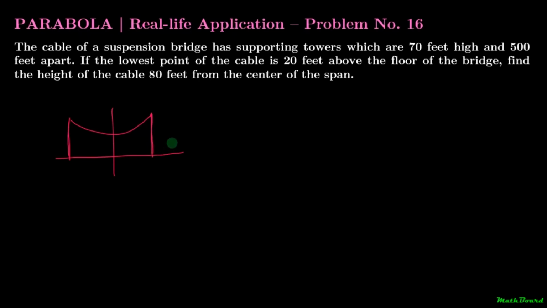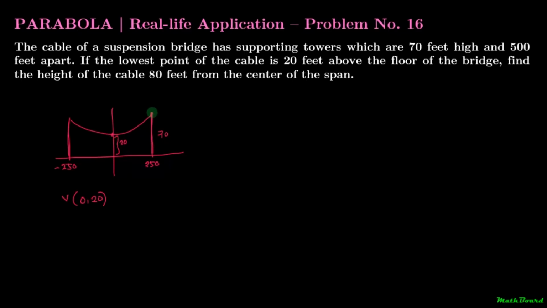Alright. So, the cable of a suspension bridge supporting tower 70 feet high. So, 70 feet yan. Then, 500 feet apart. So, this could be 250. Ito, negative 250 rin lang. Ngayon, sabi dyan, ang lowest point ay 20 feet above the floor. So, ito, 20 feet. Ngayon, ang vertex niyan, 0, 20. Alam na natin yan. So, ito yung vertex, 0, 20.